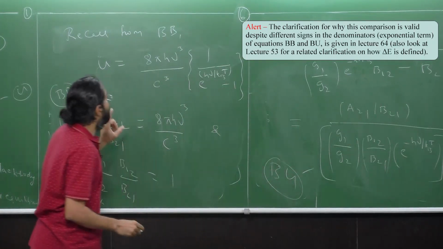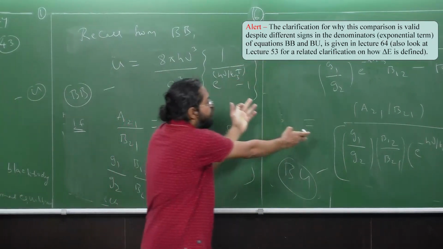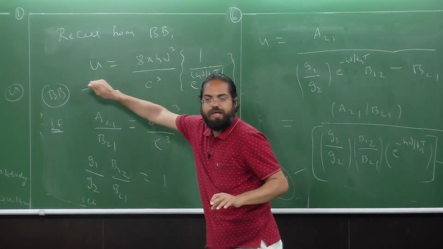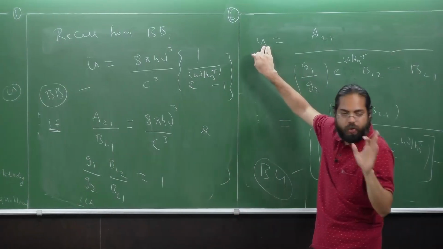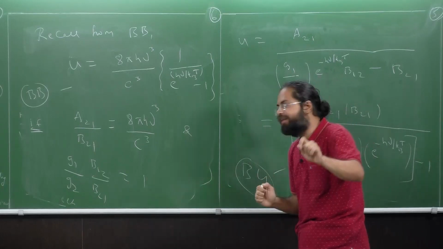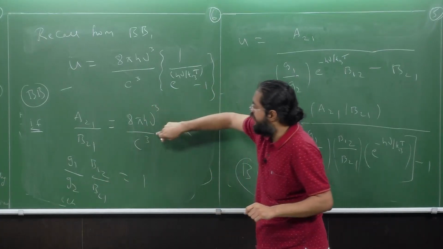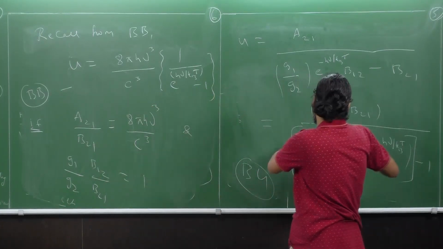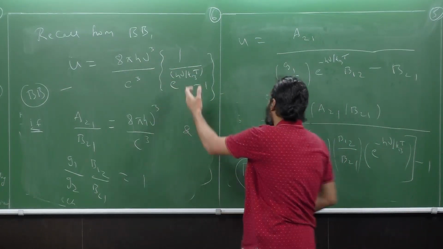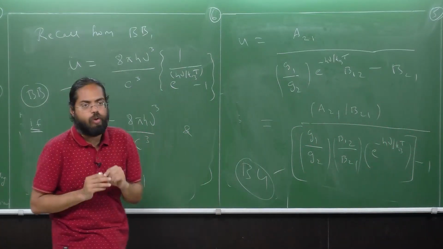unity, then we understand that because the LHS are the same, the RHS will also be the same. Are we clear? Eventually the LHSs are the same: U here and also U. It's the same U that we are talking about. Having said that, if the LHSs are the same, and if these conditions between A21 and B21, with the 8 pi h nu cube by c cube, etc., are valid, then the RHSs will also be the same. Are we good?